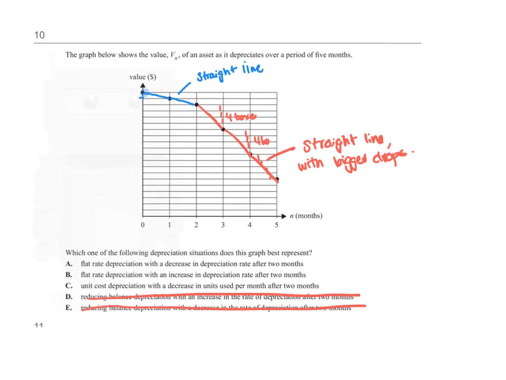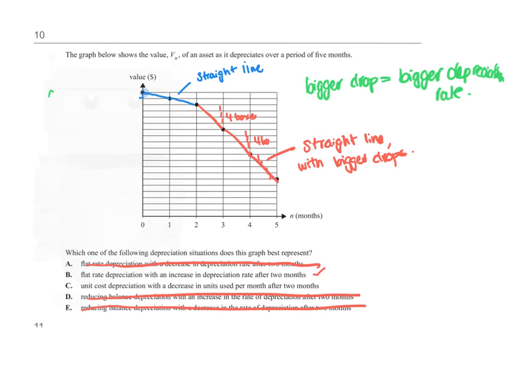It's a straight line. So it says a flat rate depreciation with a decrease in the depreciation rate. Well, when you get a bigger drop equals bigger depreciation rate, because you're dropping by more. So that first statement is not sounding very good, because it's actually gone increased. So I'm really going to get rid of that one. The flat rate, it does not decrease, it increases, it gets bigger. So B, a flat rate depreciation with an increase in depreciation after 2 months. That one I like. That one looks good.